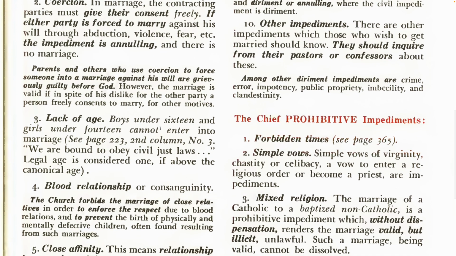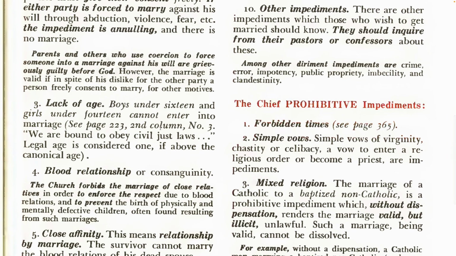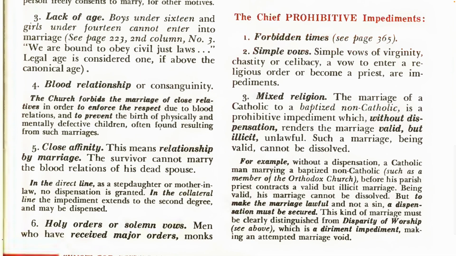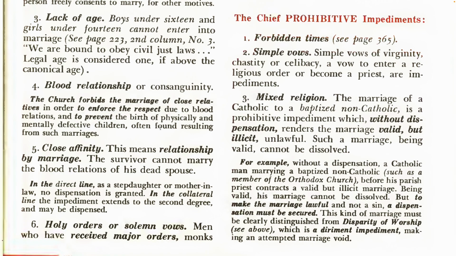Blood relationship or consanguinity. The Church forbids the marriage of close relatives in order to enforce the respect due to blood relations and to prevent the birth of physically and mentally defective children often found resulting from such marriages. Close affinity. This means relationship by marriage. The survivor cannot marry the blood relations of his dead spouse. In the direct line, as a stepdaughter or mother-in-law, no dispensation is granted. In the collateral line, the impediment extends to the second degree and may be dispensed.